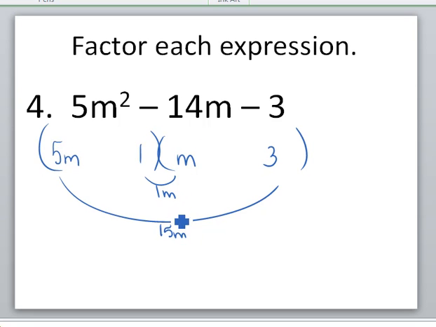Now some of you are just adding those and saying, well, that doesn't give me 14 either. But remember, we really have to think about adding them or subtracting them, especially when this is a minus. When it's a plus, we're always adding, but when we need a negative sum, we know one has to be positive, one has to be negative. So I need a negative 15 and a positive 1 to get me a negative 14. So I'd have a negative and a positive.